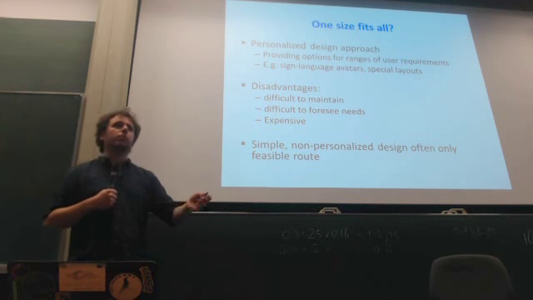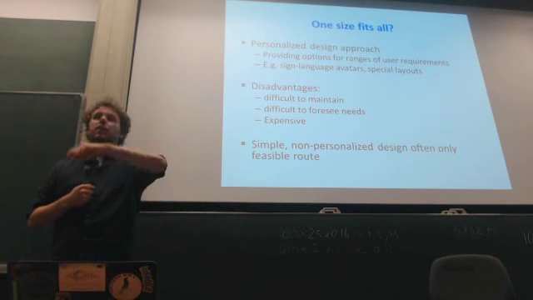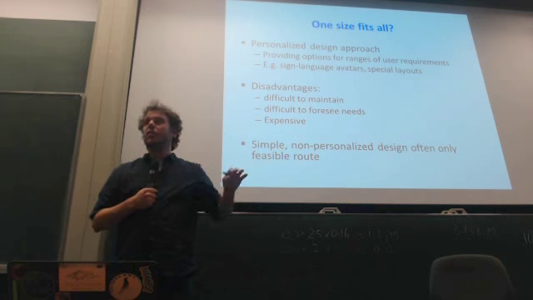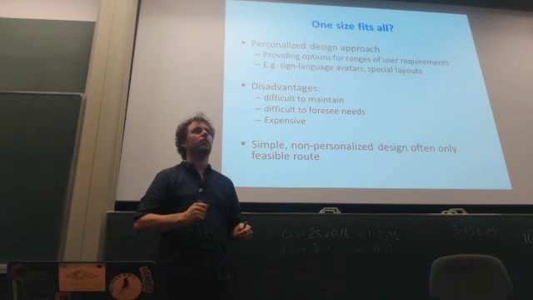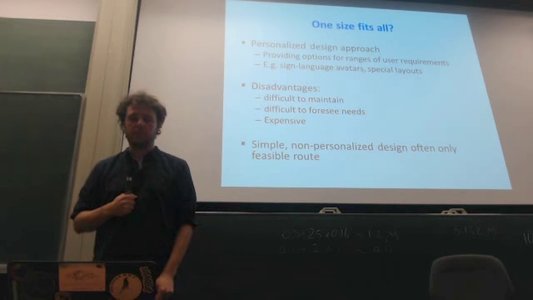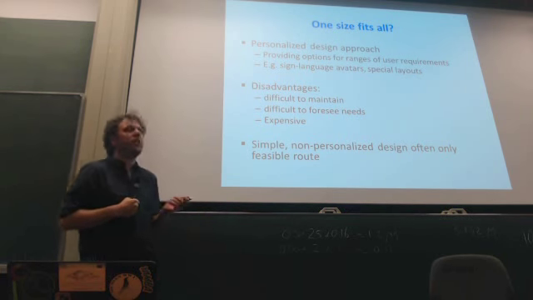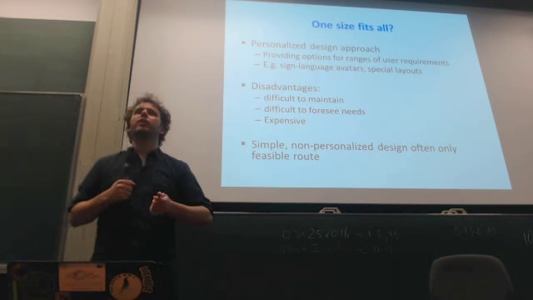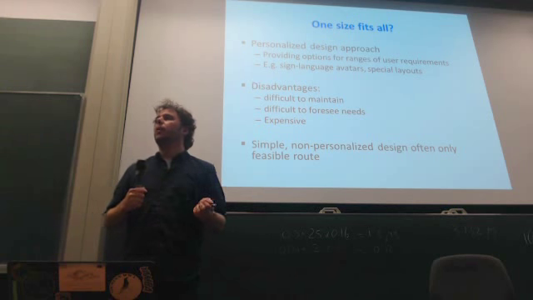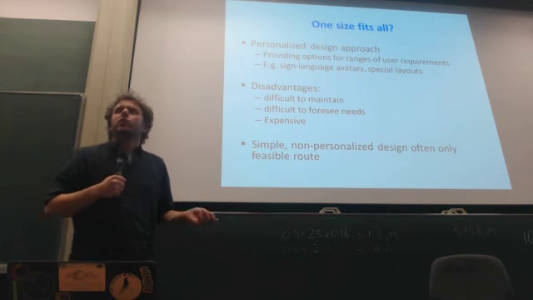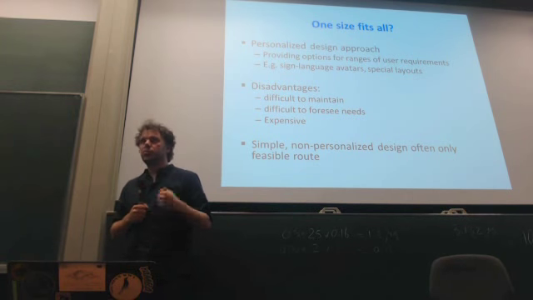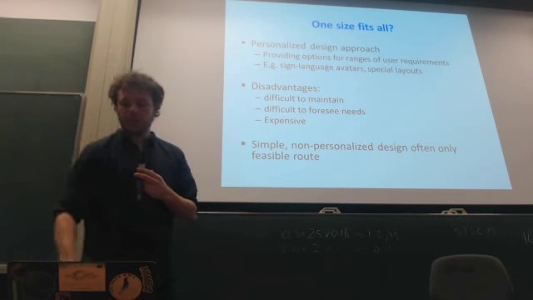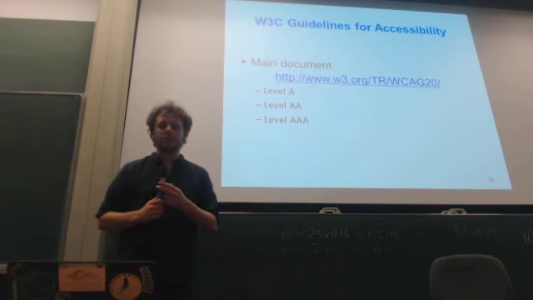So if you build them for people with one type of disability, then you have to build a very adaptive system because all these people are different. And then you have to have another type of system for people with completely different ones. So basically, it is an approach, but it's not really a feasible one, both economically and we don't know exactly how to do this yet. So basically, simple, non-personalized design which conforms to these rules is often the only feasible and the best route.